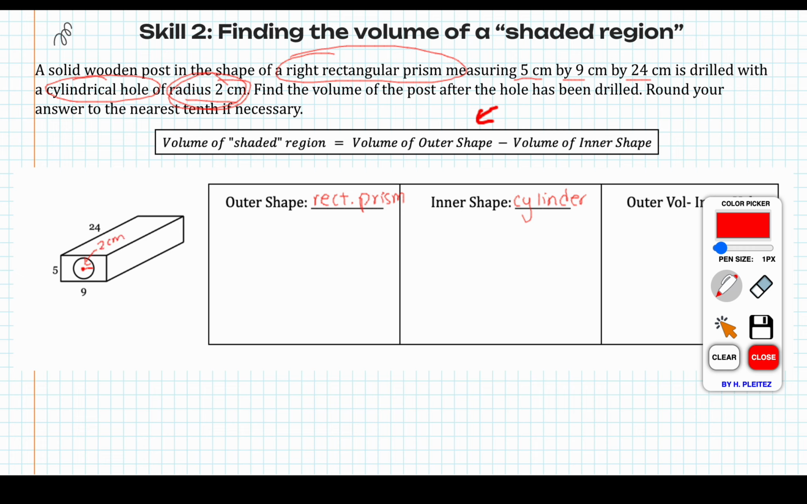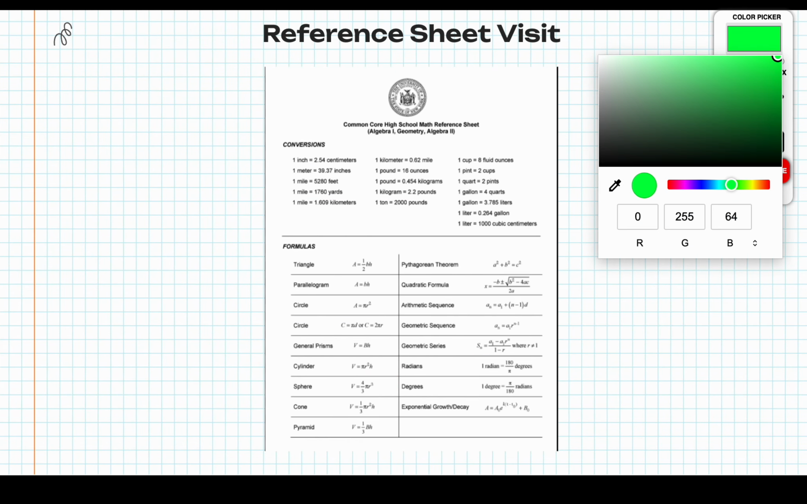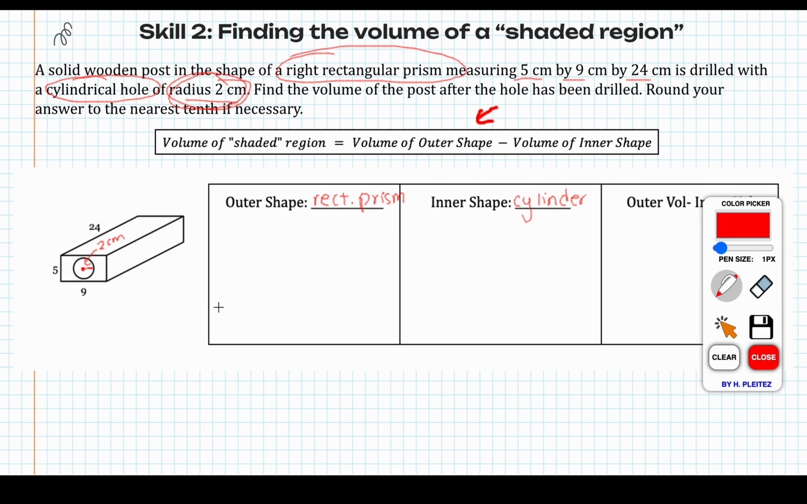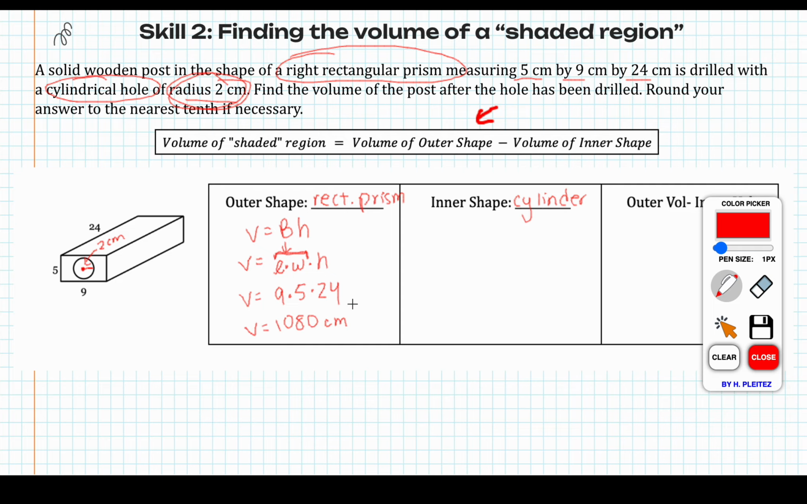So for a general prism, we are given the volume formula. The volume formula for a general prism is the area of the base times the height. Now, for a rectangular prism, the base is a rectangle. So instead of writing V equals capital B H, we know that to find the area of a rectangle, we just do L times W, right? So volume of a rectangular prism, we just write L times W for the area of our base times the height. So we're just multiplying our 3 dimensions. So we get 9 times 5 times 24. And when we go to our calculator, we get 1,080. And that's going to be cubic centimeters.